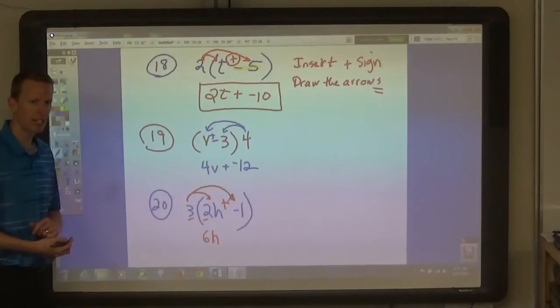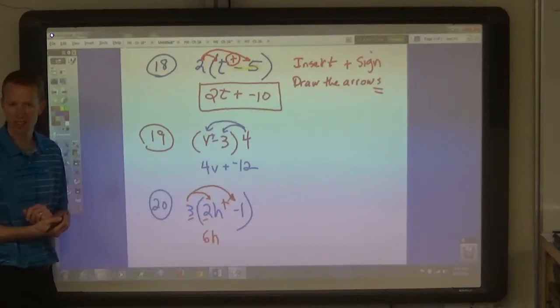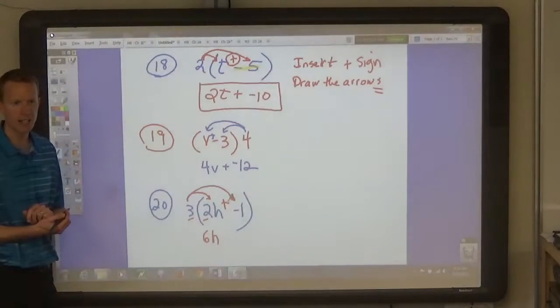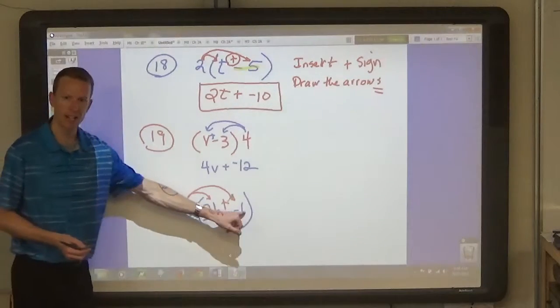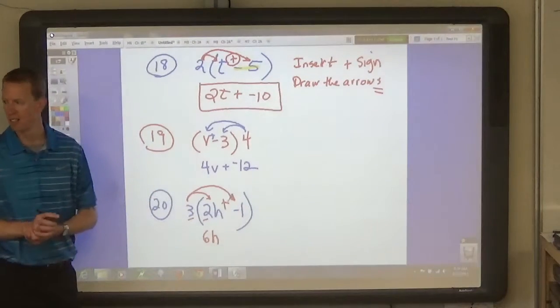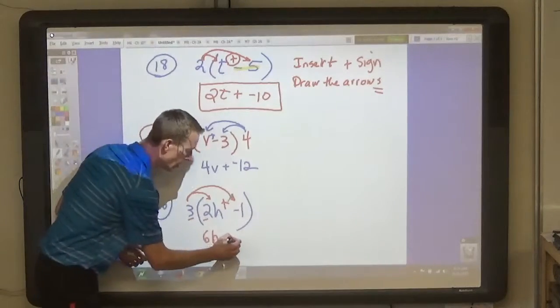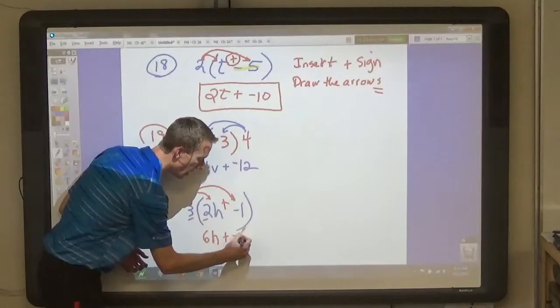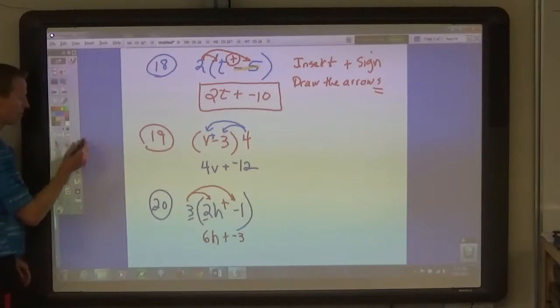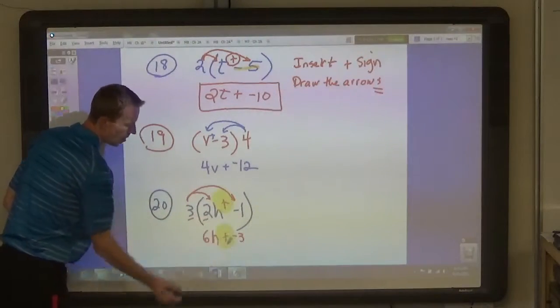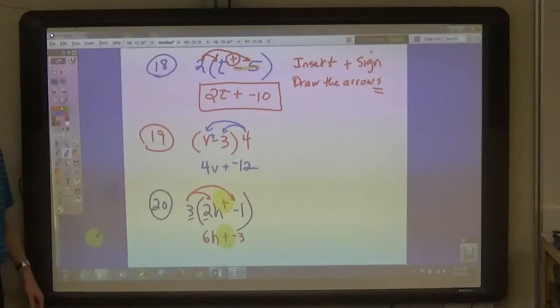And 3 times negative 1. It's positive times a negative, which is negative 3. So we write plus negative 3. Where did the plus sign come from? Yeah. That plus sign stays the same. Okay?